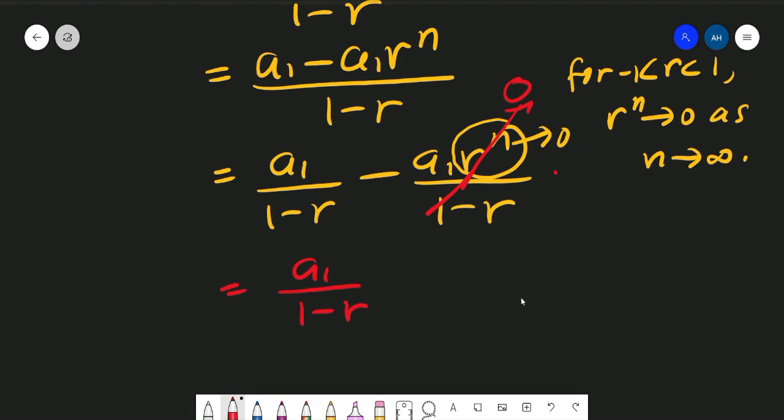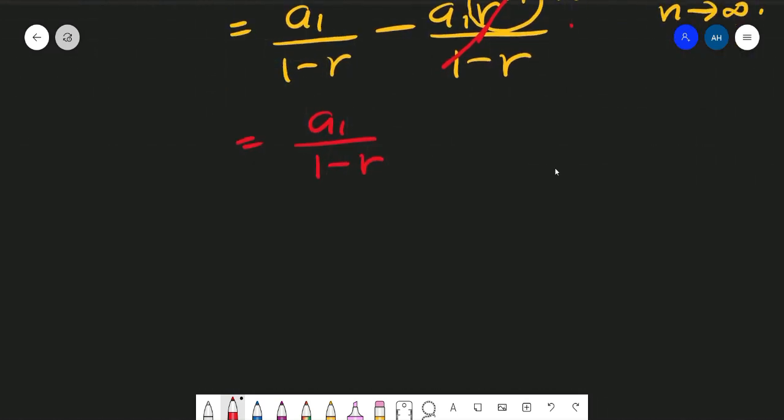Now let's write down S infinity again. Therefore we have this formula: the infinite sum of the geometric series is equal to a1 over 1 minus r, the same formula as we got before, provided that the absolute value of r must be less than 1.